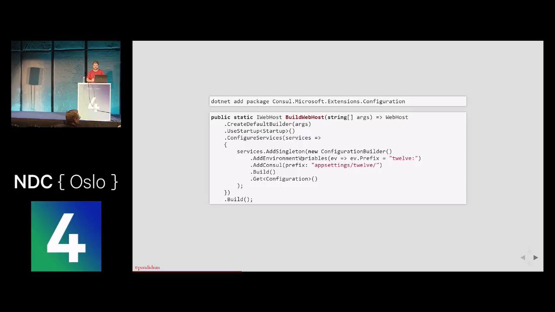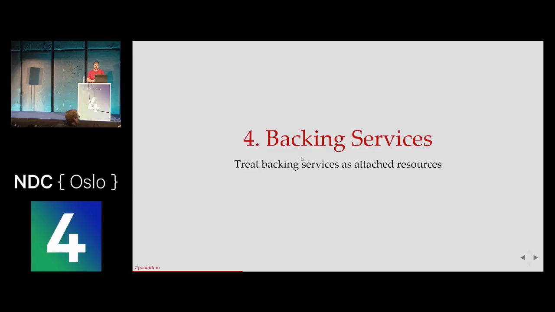Talking of connection strings, the next point is that all your backing services should be treated as attached resources. Now, this made no sense to me when I read it the first time. What's an attached resource? A backing service, I understand. That's another service I call, but what it means is anything that goes over a network boundary should be treated the same.